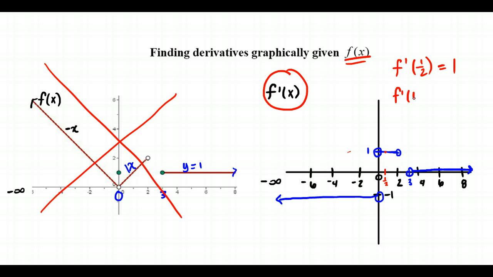What about f prime of 6? So at a value of 6, this function is 0. It's this constant piece of the line. So f prime of 6 is 0 along the x-axis. So it's a little bit tricky, but if we break it down piece by piece and we remember that the derivative is the slope of the tangent line, what I've drawn here, f prime of x, is the slopes of the tangent line, or the lines of this original piecewise function.